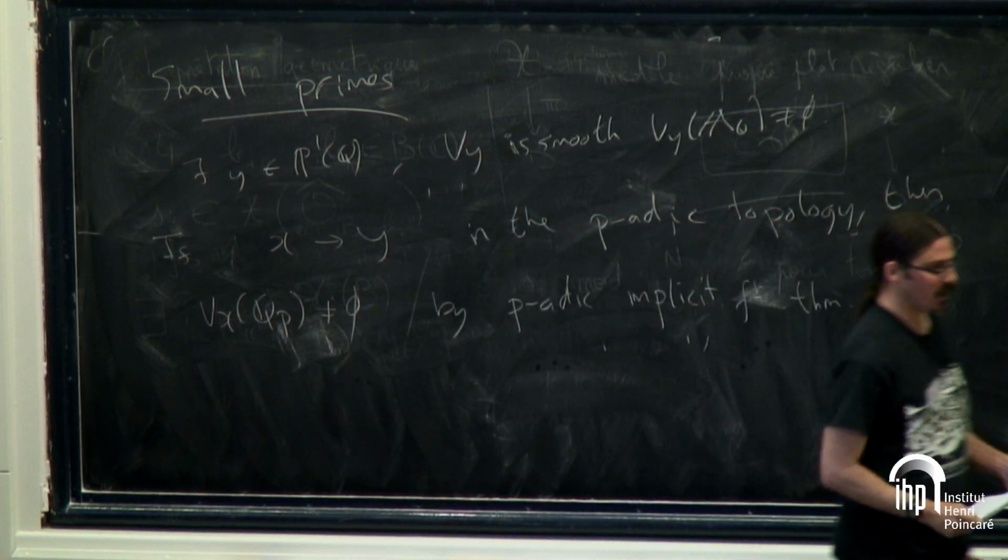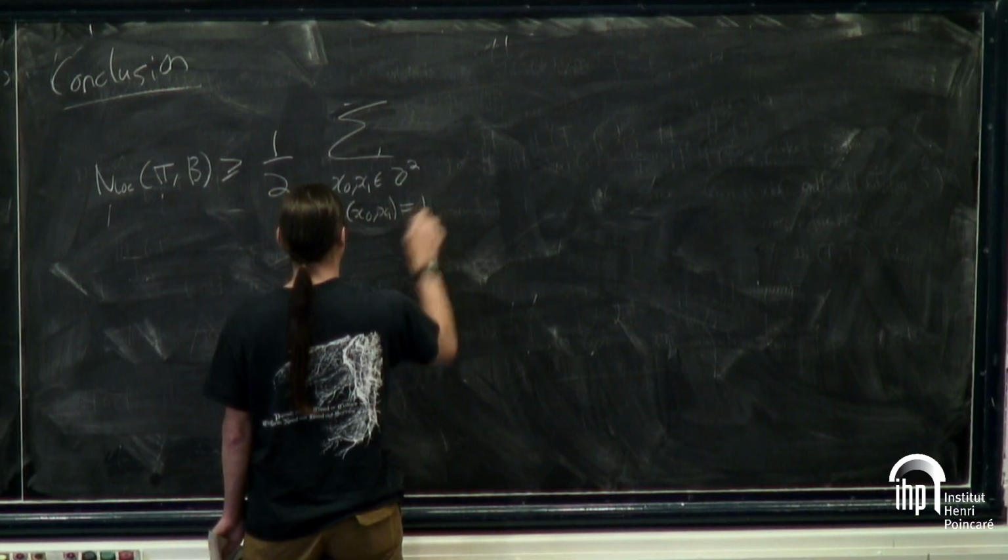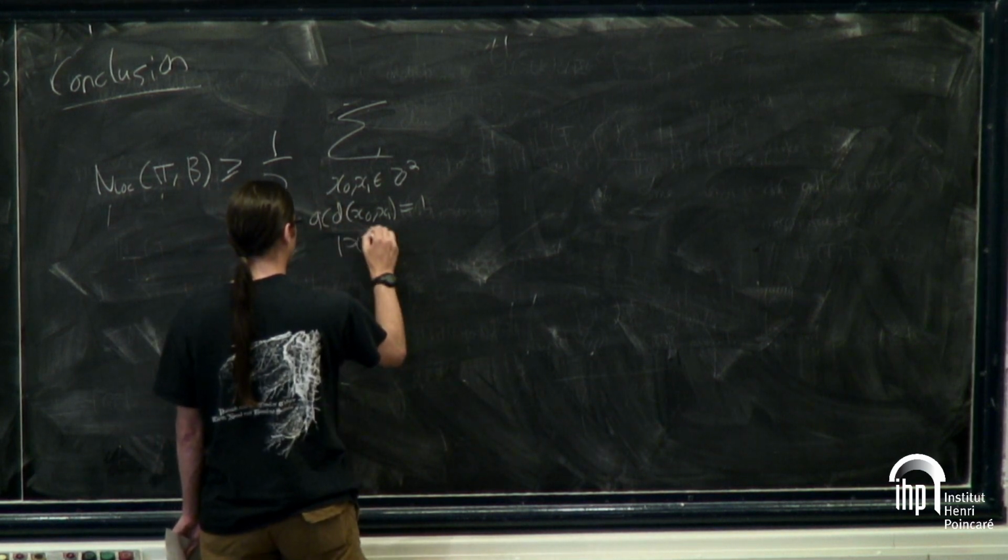So for any given finite list of primes, we can always guarantee local solubility, providing we approximate. So what's the conclusion? We want to count the number of fibers which are everywhere locally soluble. It's greater than or equal to, so I have a half, just because I'm going to move from a projective counting problem to an affine one. So I'm counting x0, x1 in Z squared, primitive, of bounded height.